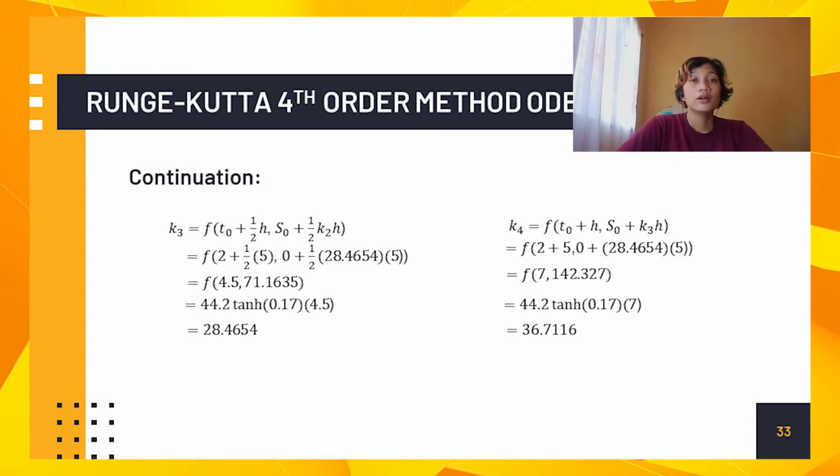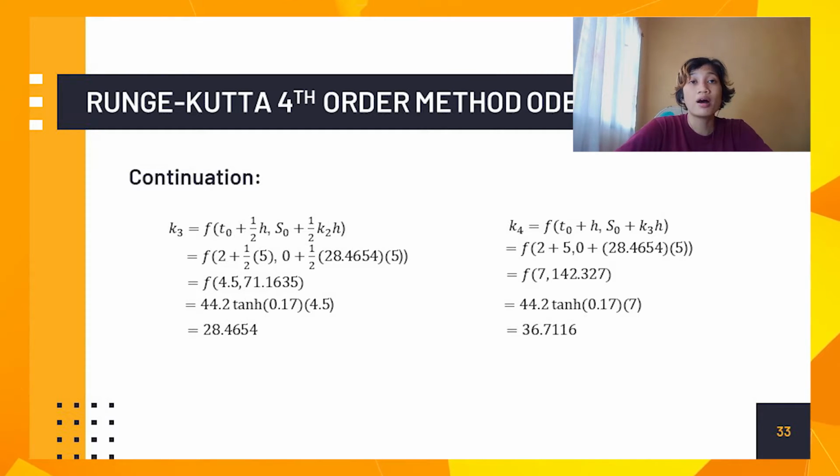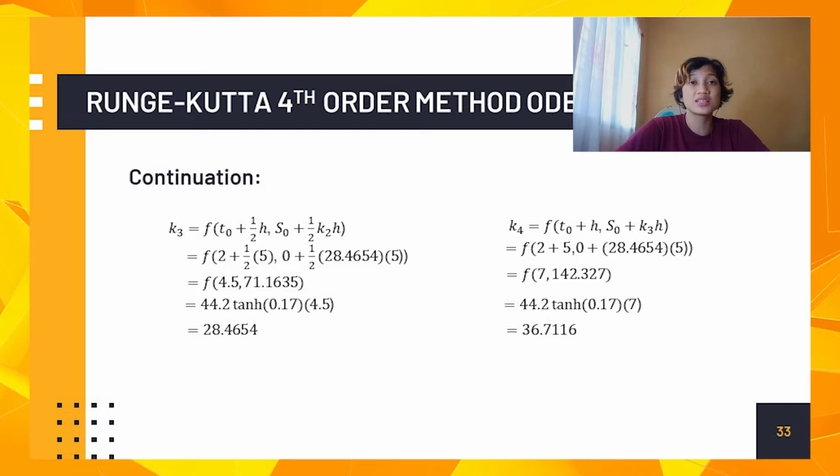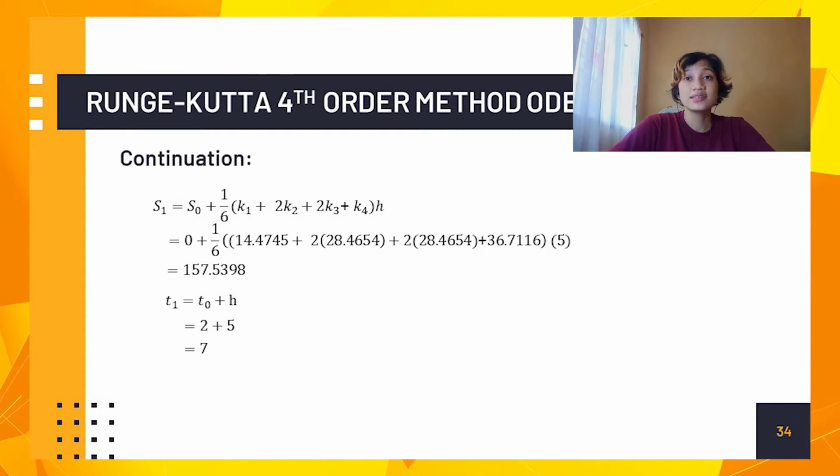28.4654. For the k sub 4, f of t sub 0 plus h, comma, S sub 0 plus k sub 3 times h. Substitute the values. We have 2 plus 5, comma, 0 plus the value of k sub 3 times 5. 44.2 tanh of 0.17 times 7. The value of k sub 4 is equal to 36.7116.